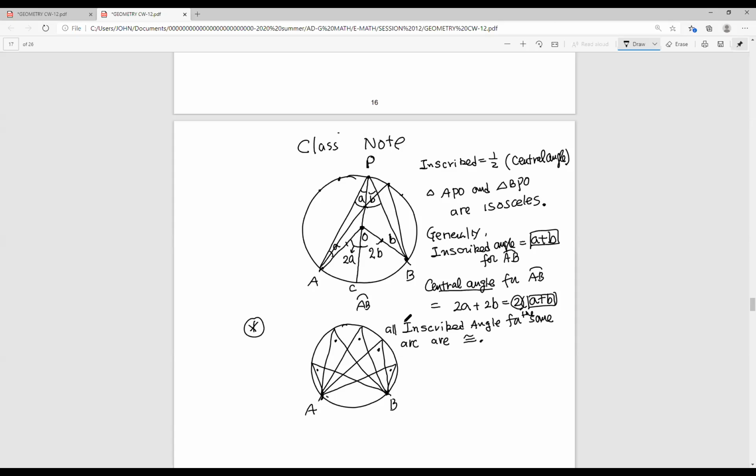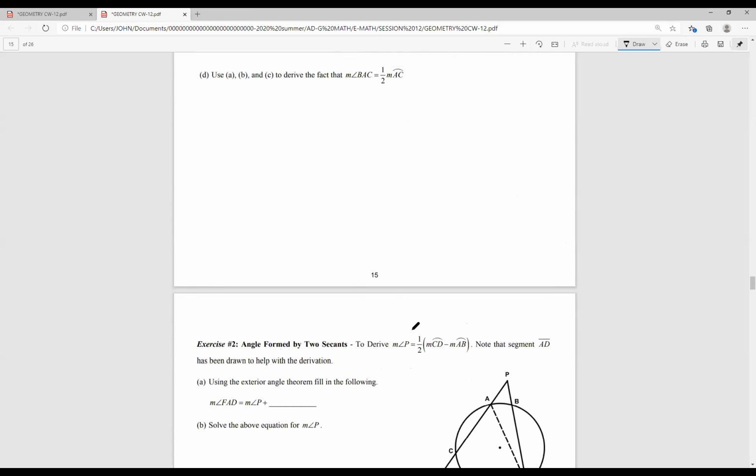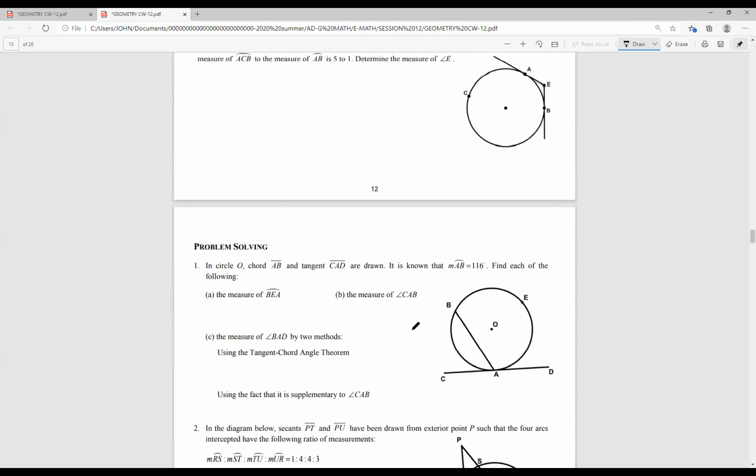Okay, so we just finished center angle and inscribed angle, right? What's their relation? Center angle is twice the inscribed angle, or inscribed angle is half of the center angle. Okay, that's it. Now go back over here.